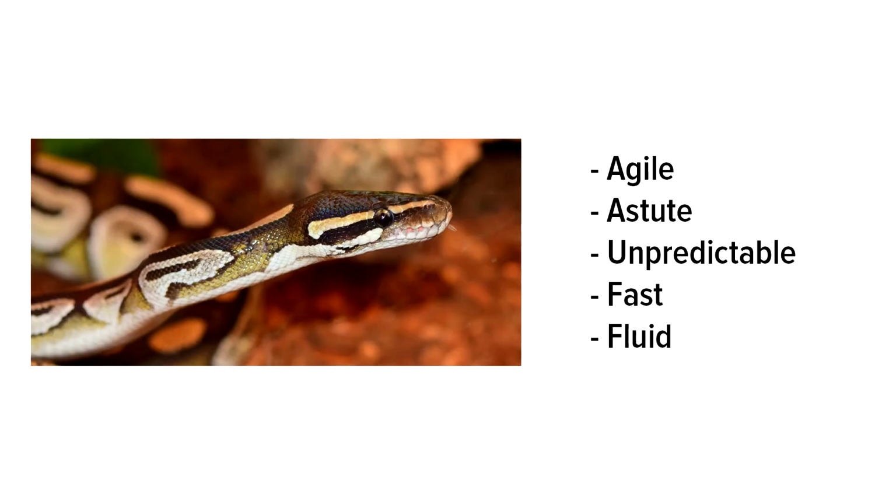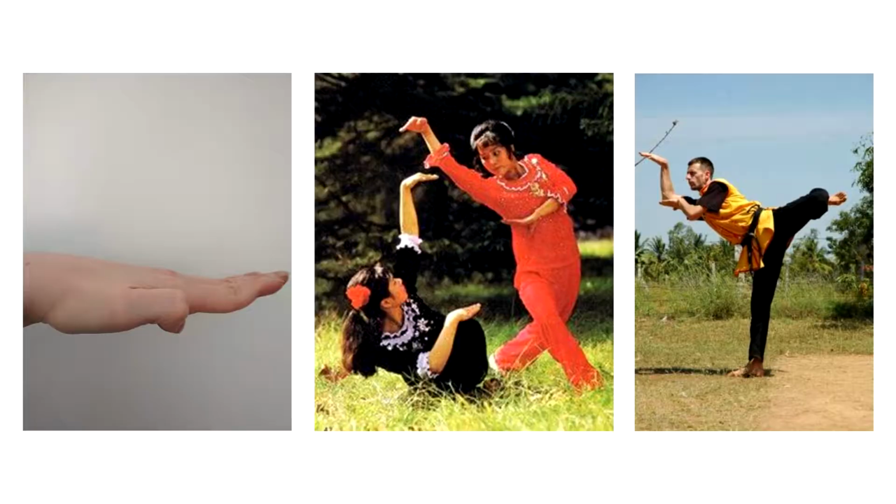Which are the main features of the snake style? Well, snakes are agile, astute, unpredictable, fast, and fluid. In these images, you can observe that in all of the poses representing the snake style, the hand is completely outstretched, simulating the head of the snake. Also, if you have a look at the people that appear in the pictures, you'll realize that all of them simulate a snake when doing this pose.